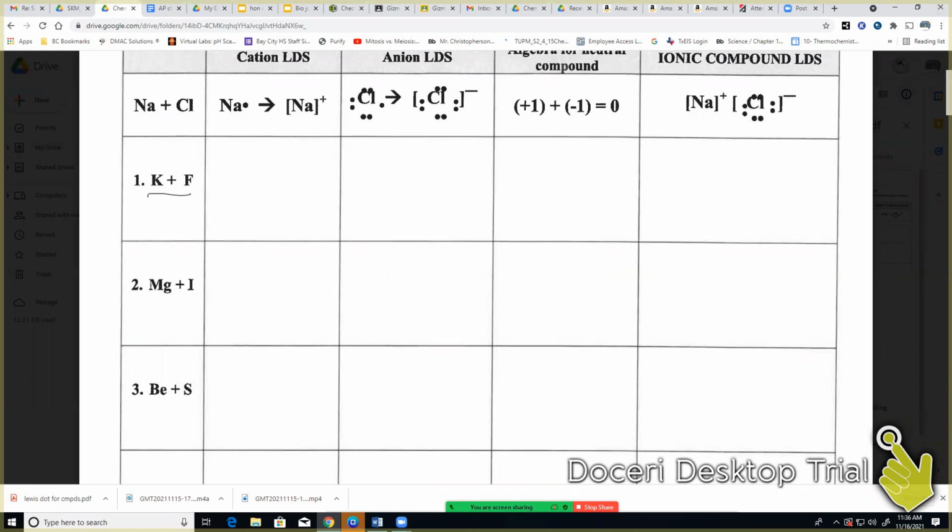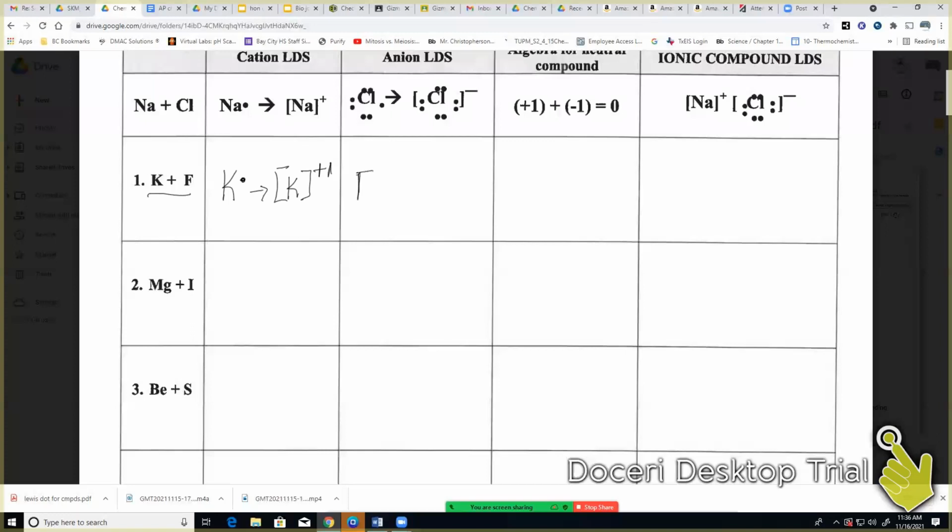We'll start with number one. Potassium is group 1, so it has 1 valence electron. When it gets rid of that valence electron, it becomes a +1 ion. The ions have to be in brackets with the charge on the outside. Notice it no longer has any dots around it because it only had 1 valence electron and it lost that. This type of representation only shows valence electrons.